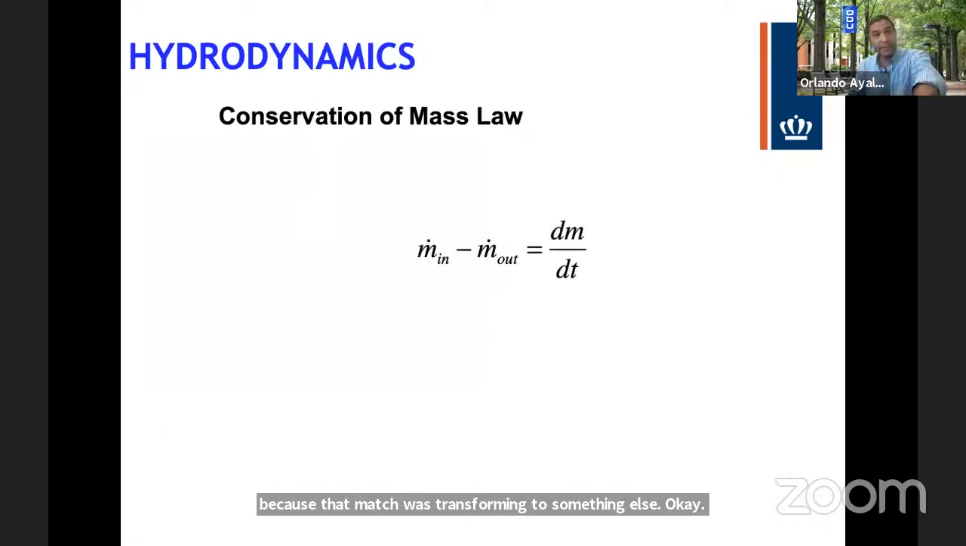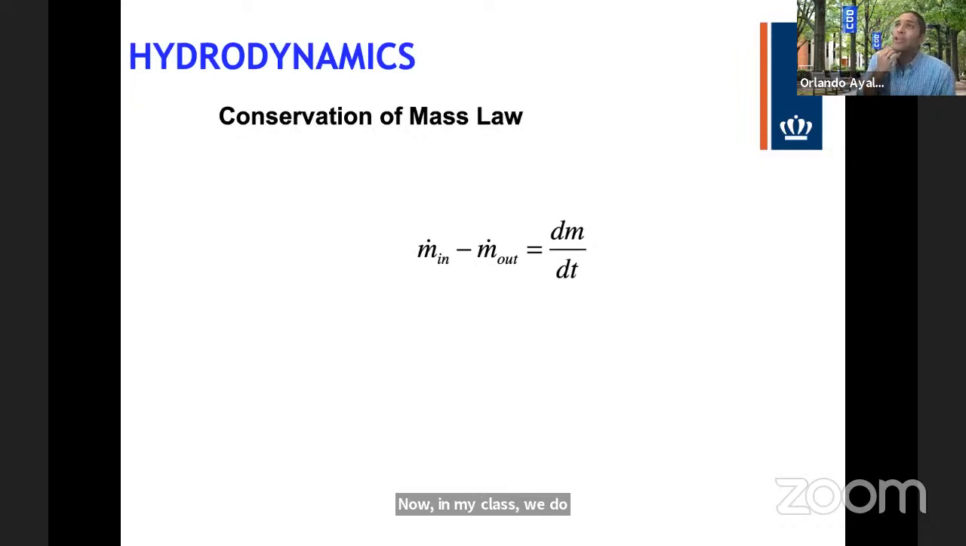So anyway, this is the conservation of mass law. Like I said, you could apply that to anything beyond fluid mechanics. You could apply that to fluid mechanics. Now, in my class, we typically do not allow accumulation of liquid. In this class, we're not going to allow accumulation of liquids, neither losing liquid. So this dm/dt, or delta M delta T, is equal to 0.